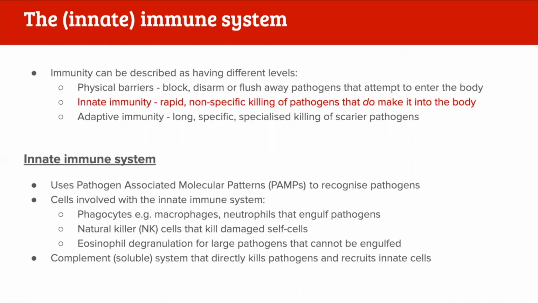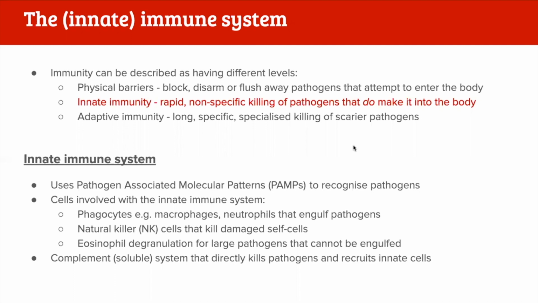Your innate immunity is your rapid, non-specific killing of pathogens that do make it into the body. And then finally, we have the highest and strongest level of immunity, which is adaptive immunity. This is your long-term, specific, specialized killing of scarier pathogens.